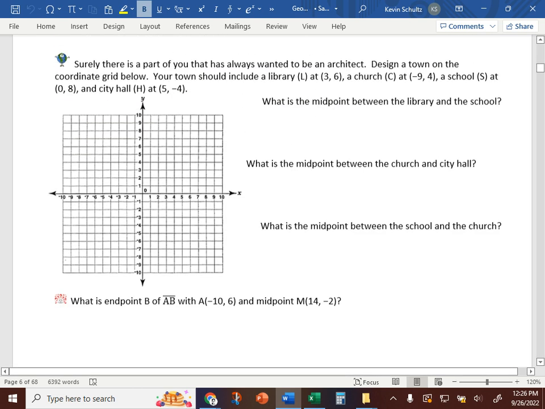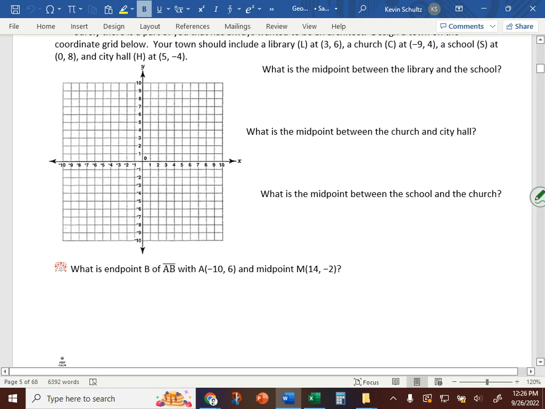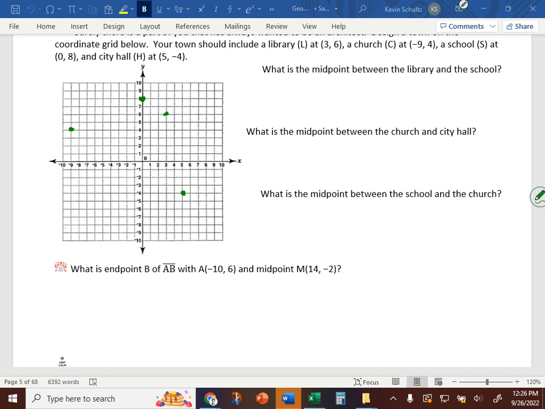You are finding 4 distances. The 4 that I drew up here earlier: (5, -4), (0, 8), (-9, 4), and (3, 6). There are 4 sidewalks being built, exactly like in red here. You are finding the distance of those 4 sidewalks, those 4 red segments. Draw them on your paper, and that's what you're finding the distance of.